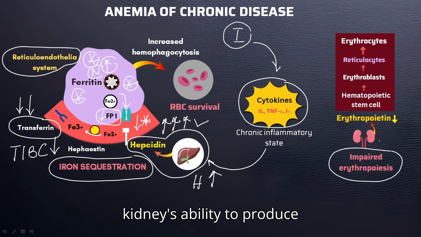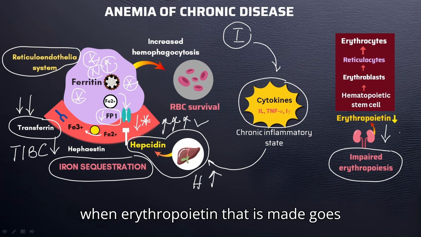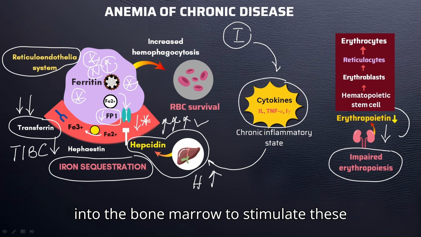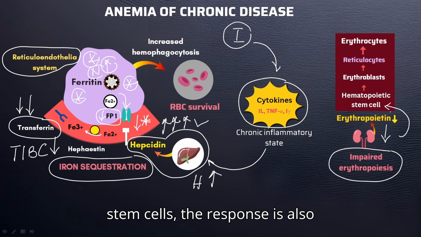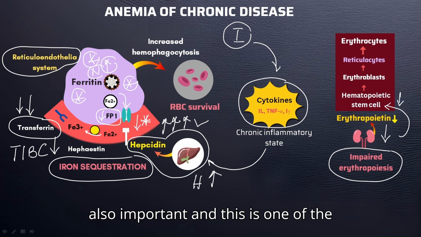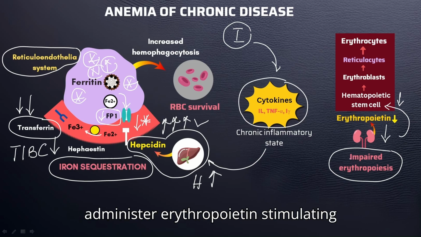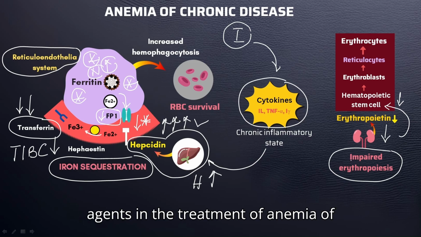So the kidney's ability to produce erythropoietin declines. Moreover, when the erythropoietin that is made goes into the bone marrow to stimulate these stem cells, the response is also somehow not effective. So this is also important, and this is one of the reasons why we can actually administer erythropoietin stimulating agents in the treatment of anemia of chronic disease.